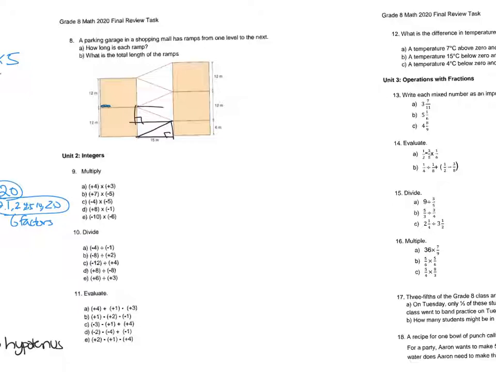Visualize a right triangle. Again for this one and for this one, you're just going to find the hypotenuse of this triangle, this triangle, this triangle, this triangle, this triangle. Okay. All right, and that's the squares and square roots unit.